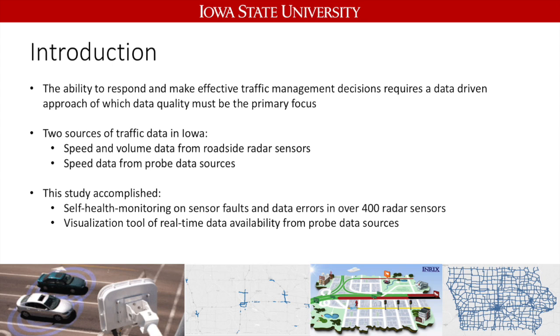One is the roadside radar sensors, and another is the probe data set. In this study, I'll do 2 separate subjects. One is for the radar sensor, where we have developed self-health monitoring, and for probe data, the real-time data availability. At the bottom, we can see a radar sensor example. In Iowa we have over 400 radar sensors, mainly on the urban interstates. And for the probe data, we have better full coverage of the whole state.